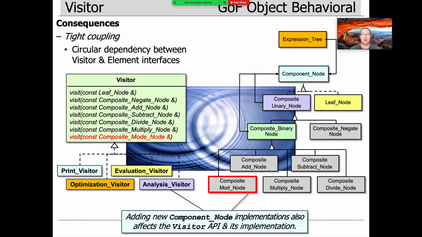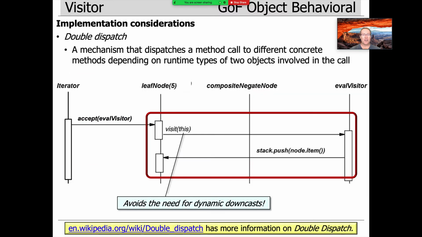There are some downsides, though. There's this tight coupling, so there's a circular dependency between visitor and element interfaces. So if you add new subclasses to the composite hierarchy, like you add composite mod node, as we do here, then you'll have to go through and add the corresponding visit method to all the visitors. So making changes to the object structure causes a lot of rework in your existing visitors. And that's why you really need to apply this pattern most commonly when the object structure rarely, if ever, changes, but the operations change, because this causes ripple effects that can be tedious and error-prone to deal with.